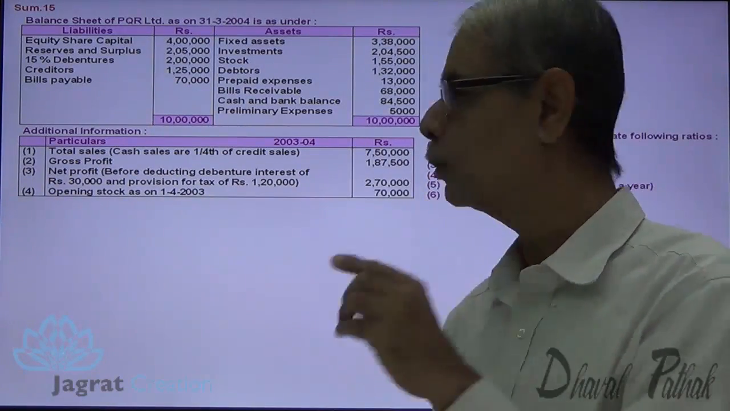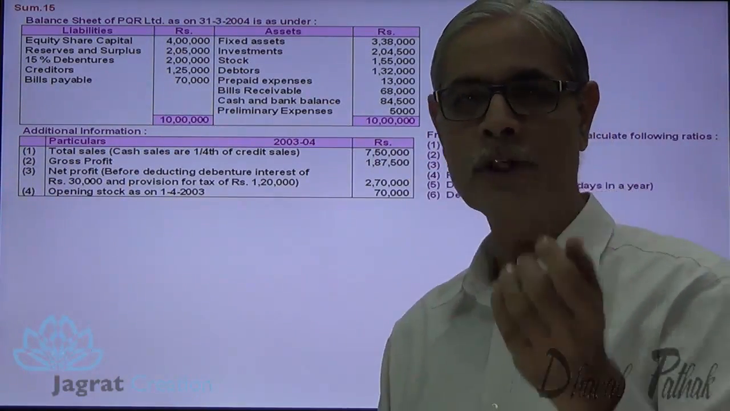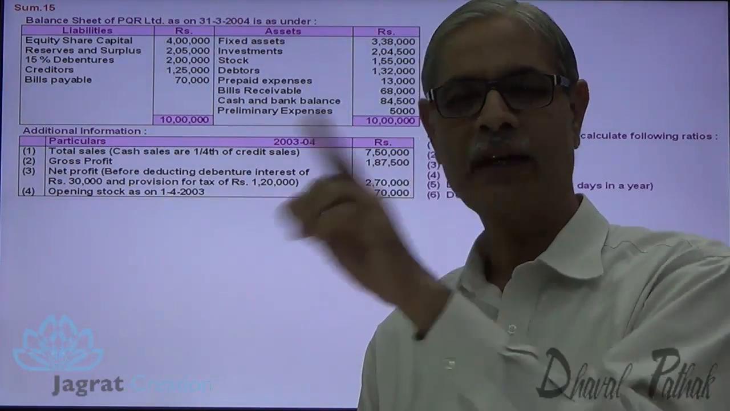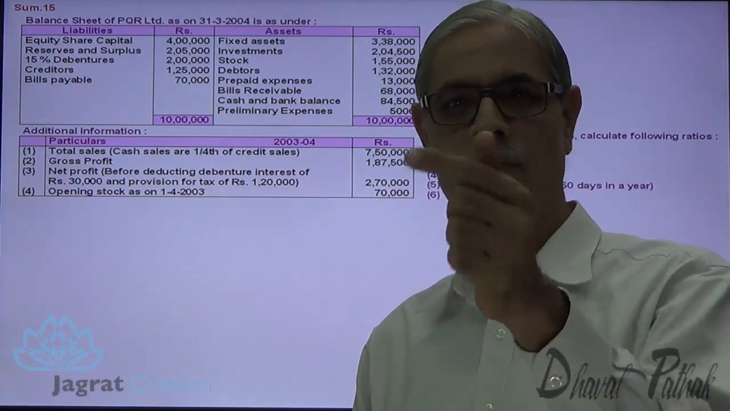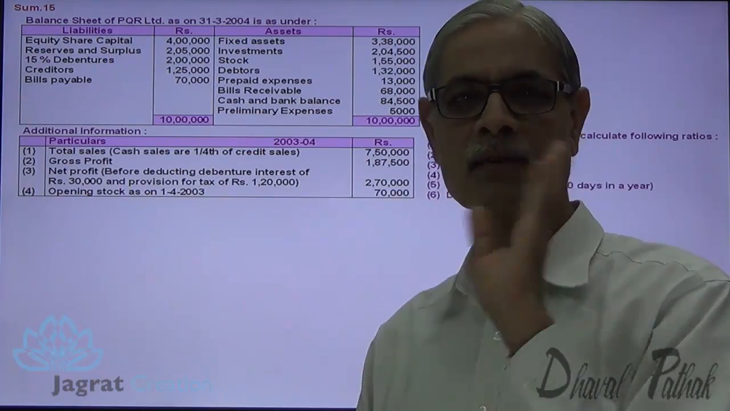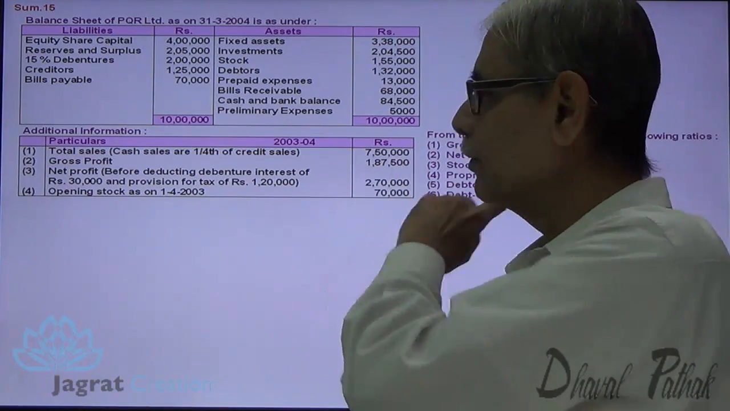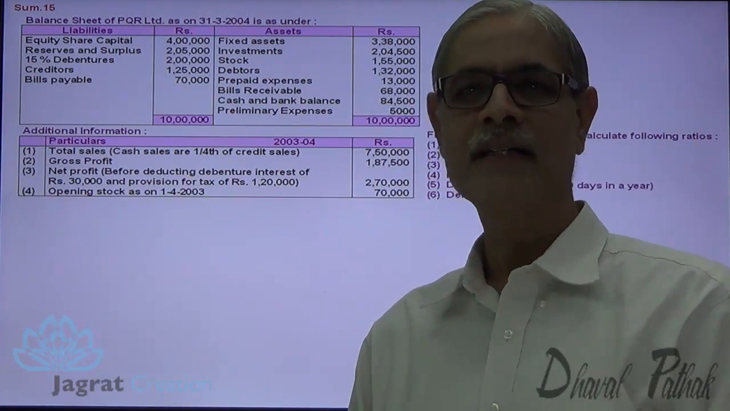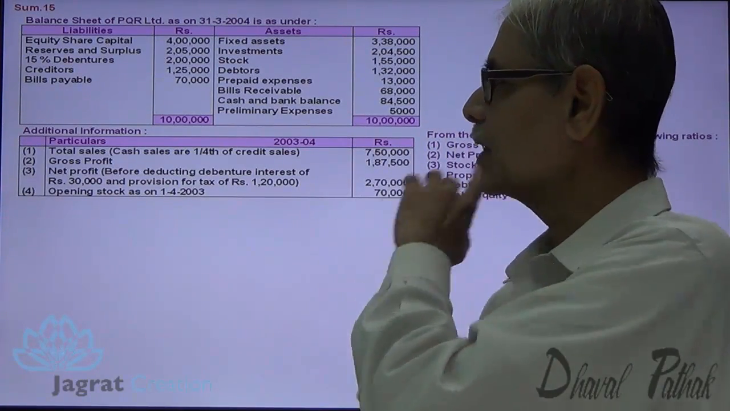So total sales 7,50,000, if you distribute in the ratio of 1:4, is 7,50,000 into 1 by 5. 15 fives are 75, so 1,50,000 is the cash sales. And 7,50,000 minus 1,50,000 cash sales, 6 lakhs is the credit sale. This is an important understanding.